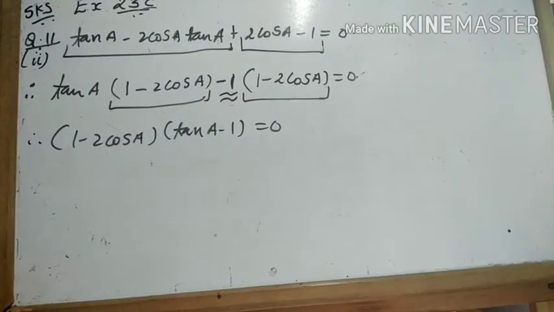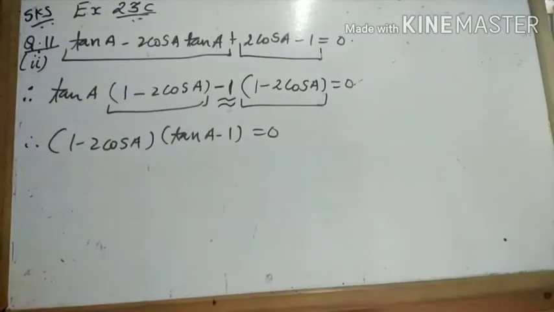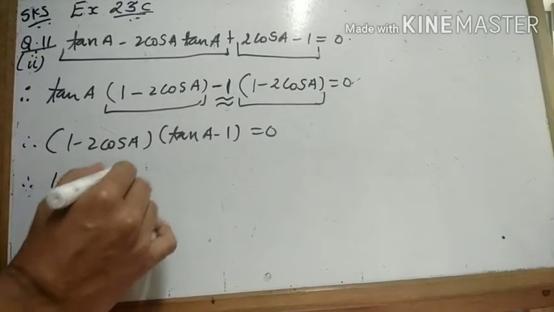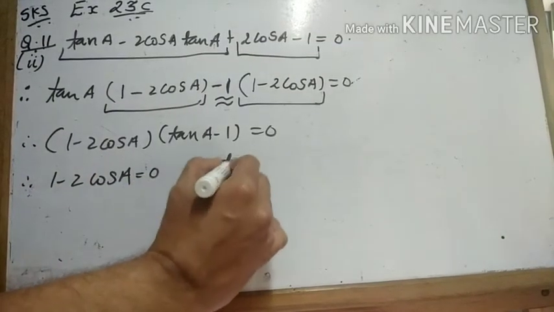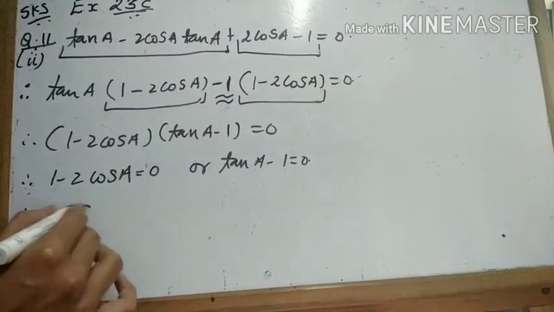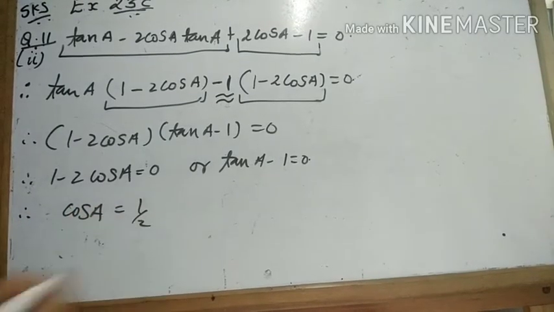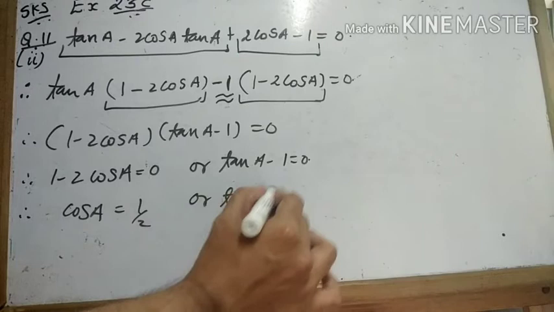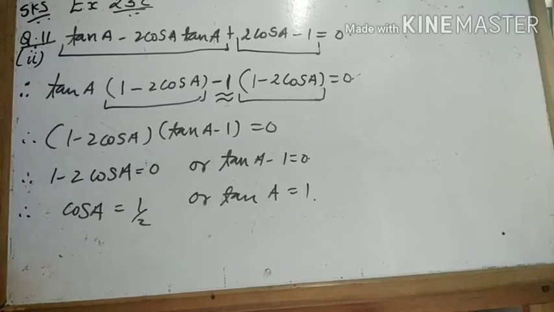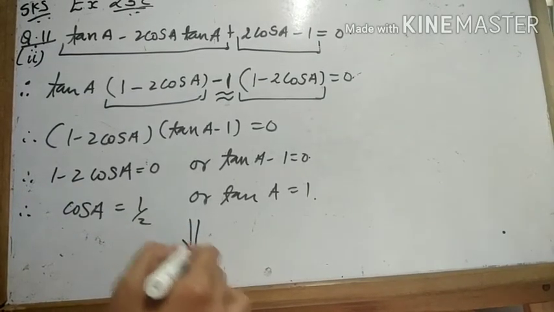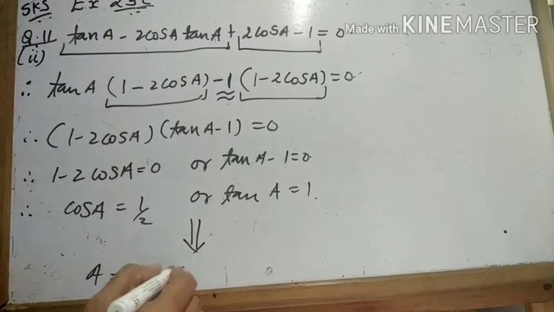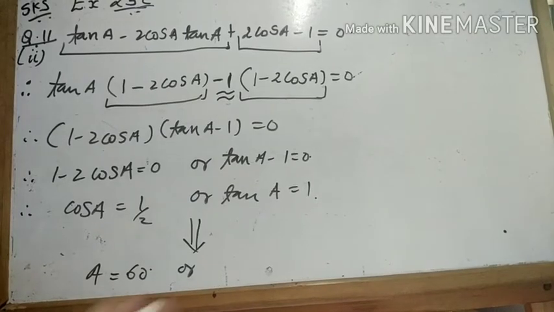My dear friends, few minutes back we did a concept that if the product of two numbers is 0, then either of the numbers is 0. So I will be able to say 1 minus 2 cos a is equal to 0, or tan a minus 1 equal to 0. This will fetch us cos a is equal to 1 upon 2, or tan a will be equal to 1. And if you know the trigonometric values properly, then you will be able to do the calculation part easily, because cos of 60 is equal to half, so a value will be equal to 60, or tan of 45 is 1, so a will be 45.